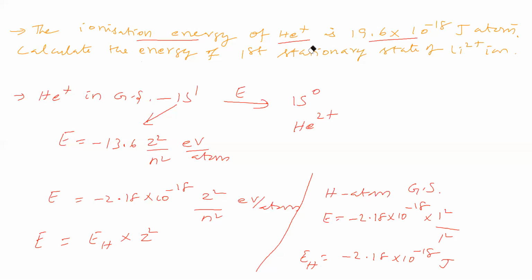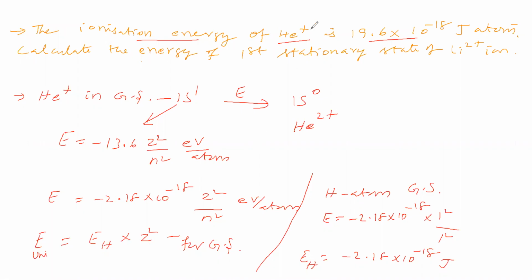For ground state, the energy is equal to energy of hydrogen into Z square. This is the general relation for ground state. Here, univalent species means hydrogen-like species, so it is called energy of hydrogen-like species: energy of hydrogen into Z square, for ground state.